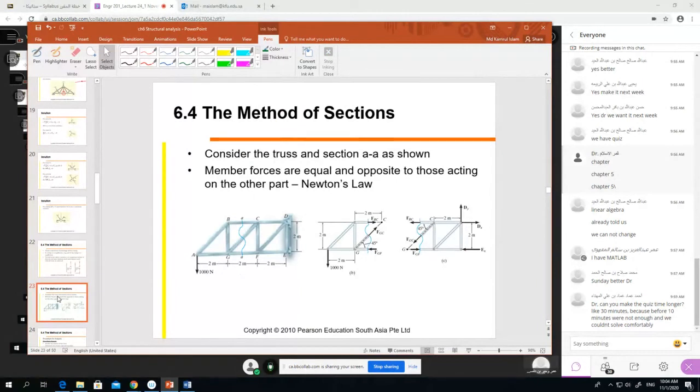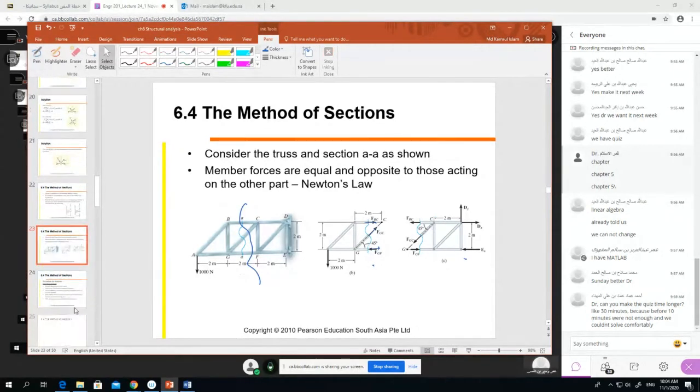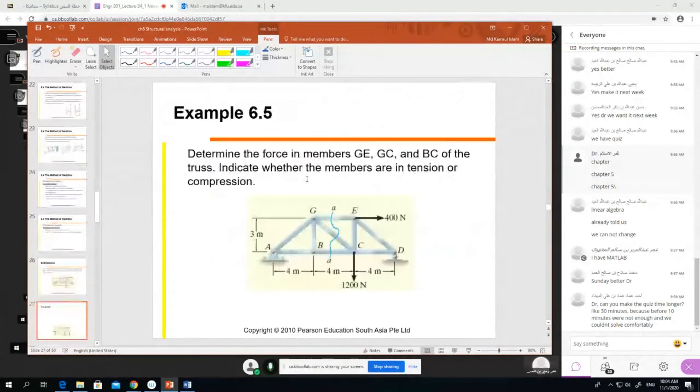Method of sections. So they are showing here what I told you. Suppose they are doing the truss and they are cutting here. If you cut, it will be two parts. One part is this, another part is this, and if it is two parts, the force is in this direction, and another force in this direction. So this is an example, and there is a procedure we will follow.